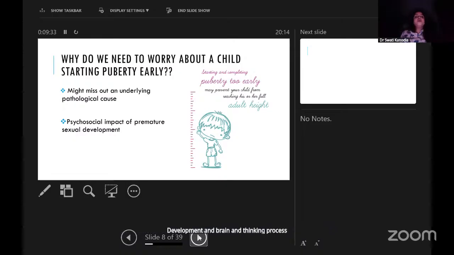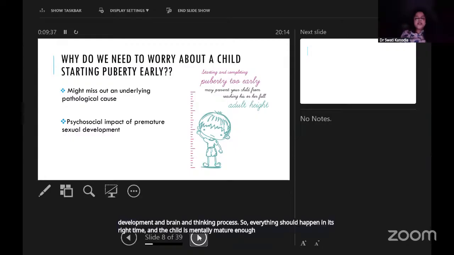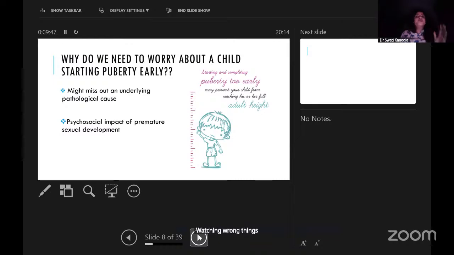So everything should happen in its right time, and the child should be mentally mature enough to handle body changes, to handle periods, to know about good touch and bad touch, and not get abused, not get attracted towards watching wrong things just because the mental maturity is not there.